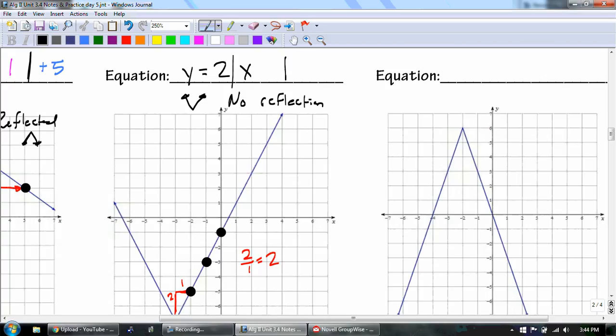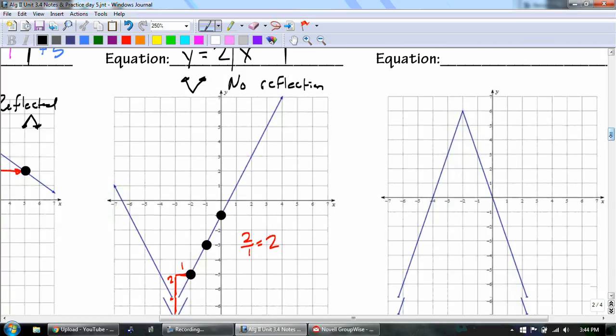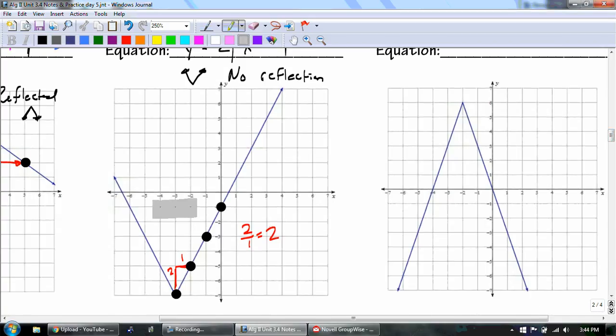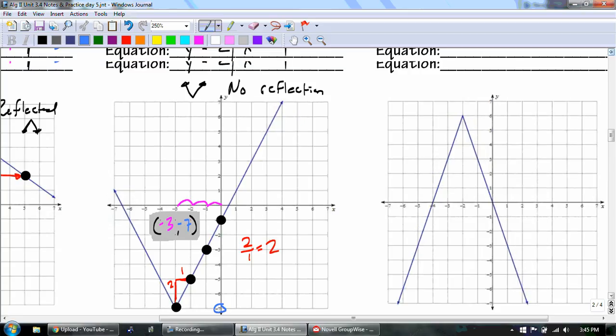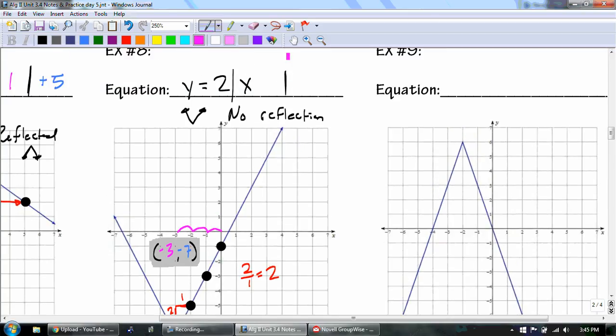And now we're doing the rest of it. So I need the vertex. Looking at my vertex here, I had to go 1, 2, 3. I went left 3, and then I go down, boom, boom, boom, boom, boom, -7. So I take the opposite of -3, which is a +3, and then my -7 stays the same.